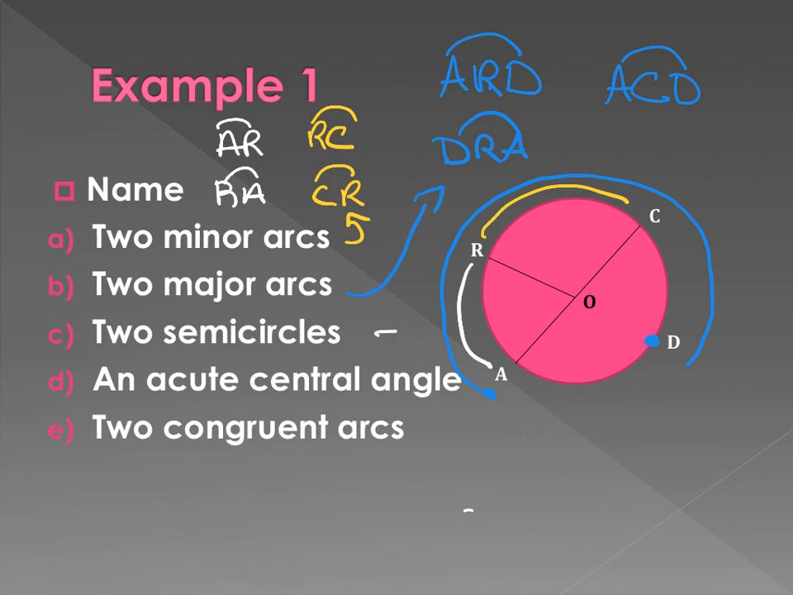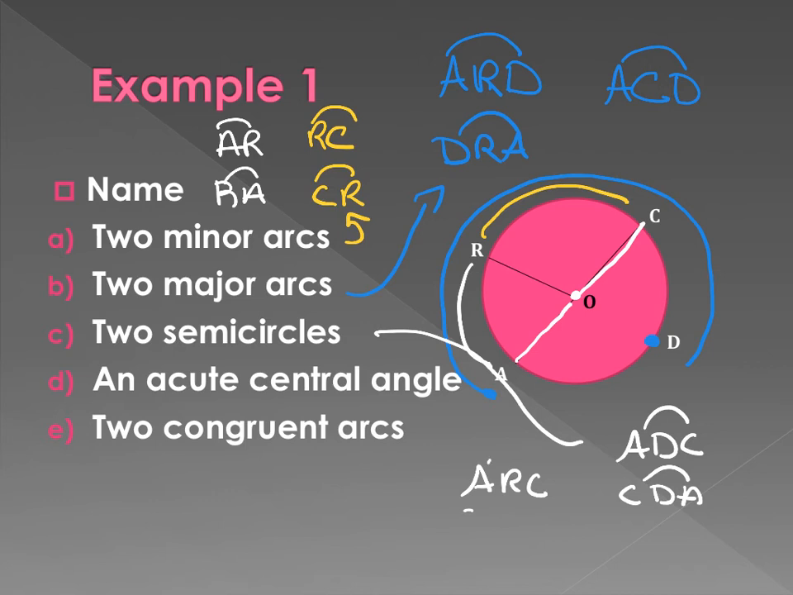Now for the semicircle arcs, we have our diameter here, which is AC. So my semicircle arcs would be ADC, or you could name it as CDA. And then the other side would be ARC, or CRA. These would be the semicircle. Can't you just do AC? Yes. Generally, though, when you name a semicircle or a major arc, you need 3 letters.